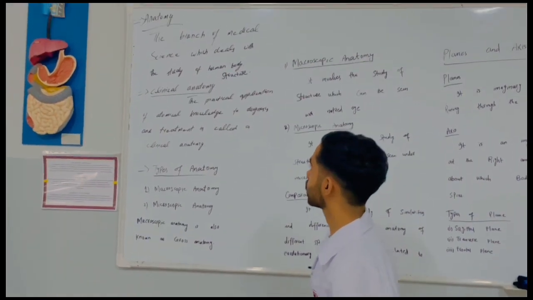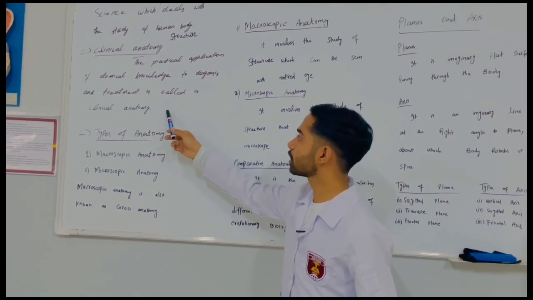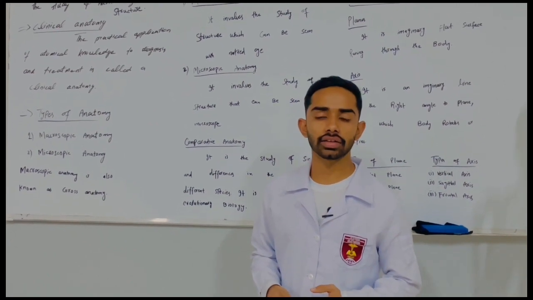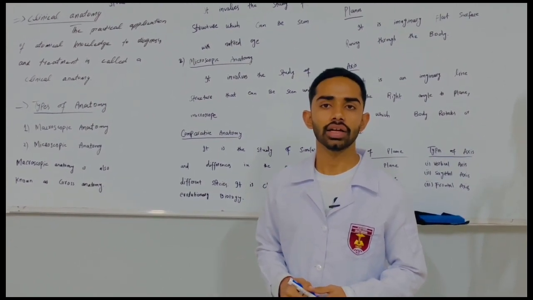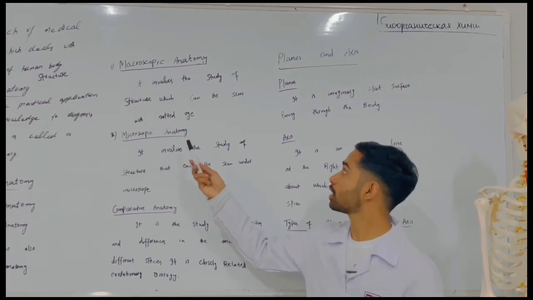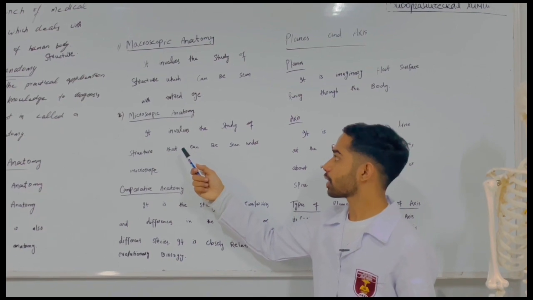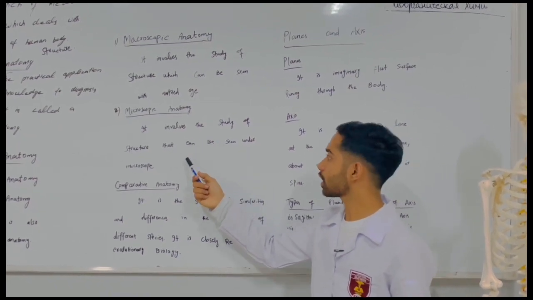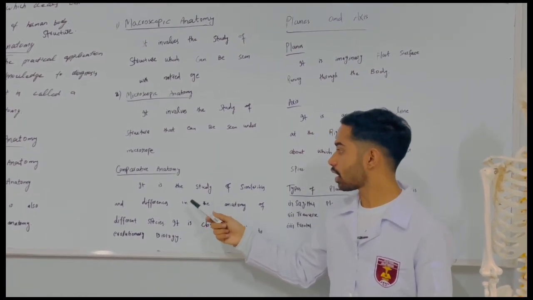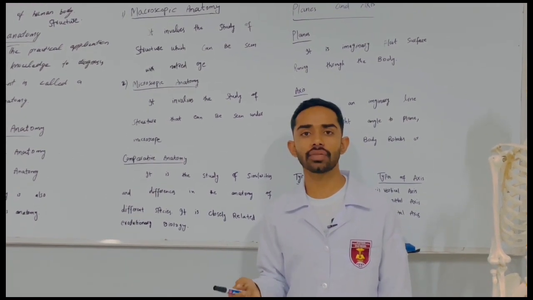Then we talk about clinical anatomy. The practical application of anatomical knowledge to diagnosis and treatment is called clinical anatomy. There are two types of anatomy: gross anatomy or macroscopic anatomy, and microscopic anatomy. Macroscopic anatomy involves the study of structures which can be seen with the naked eye. Microscopic anatomy involves the study of structures that can be seen under a microscope. Comparative anatomy is the study of similarities and differences in the anatomy of different species. It is closely related to evolutionary biology.